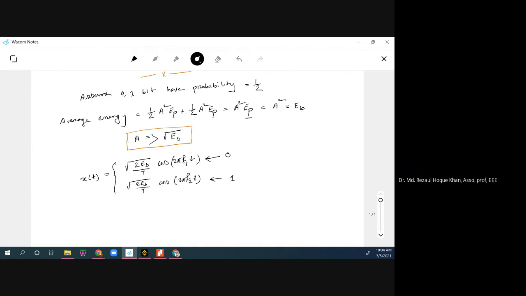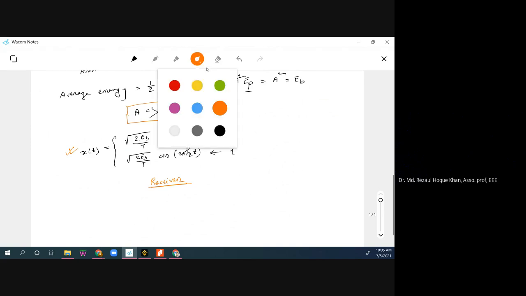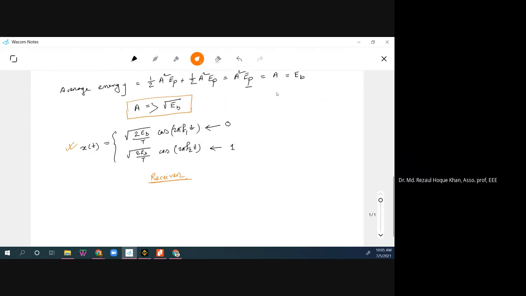Okay, now these are the signals. So these are the signals we transmitted. So what happens in the receiver? In the receiver, the procedure is the same. We did the same procedure again and again. Remember how our receiver looks? I have drawn it many times, right?